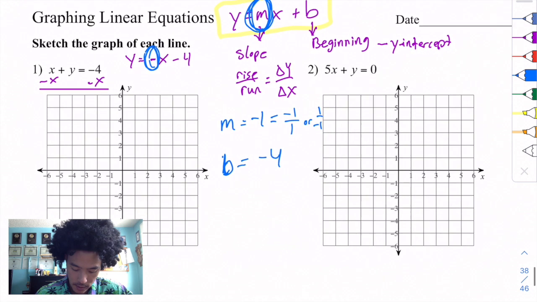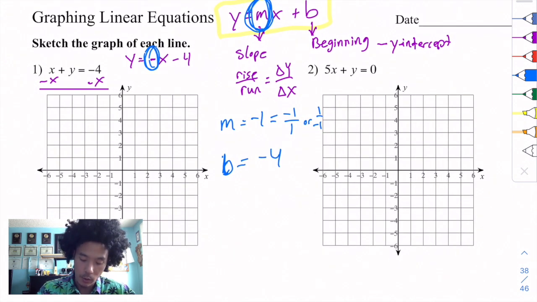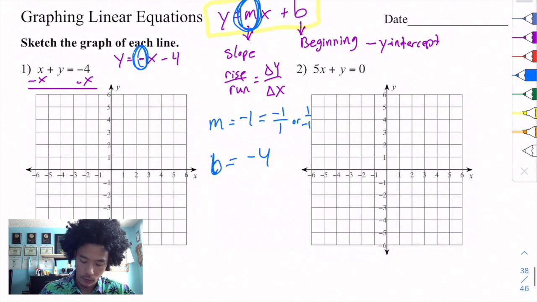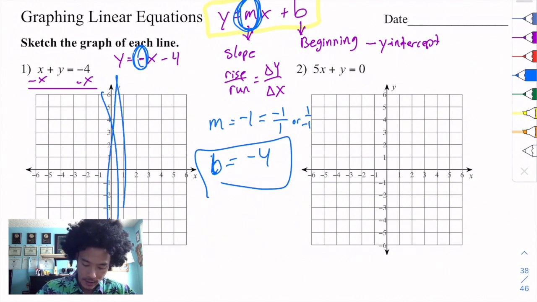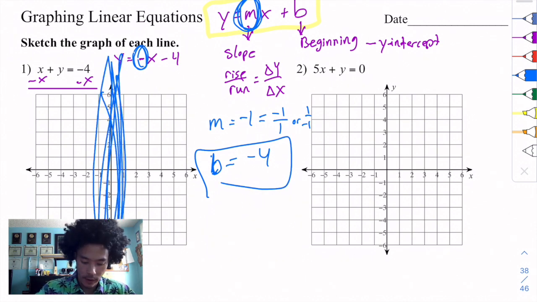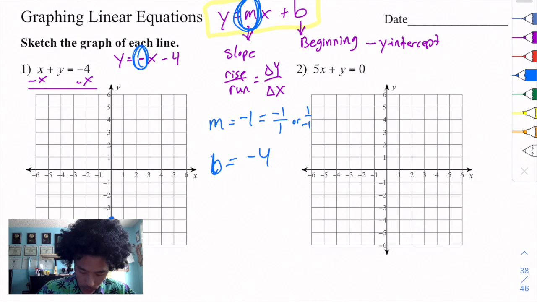Looking at this here, you start with your beginning. So negative 4 on your y-axis, vertical. Find where negative 4 is. Right there. Apply your slope. You're going to go down 1 and to the right 1. Down 1, to the right 1.